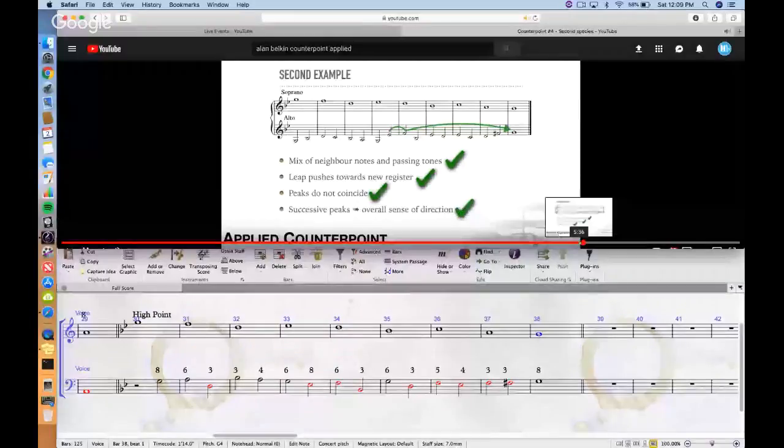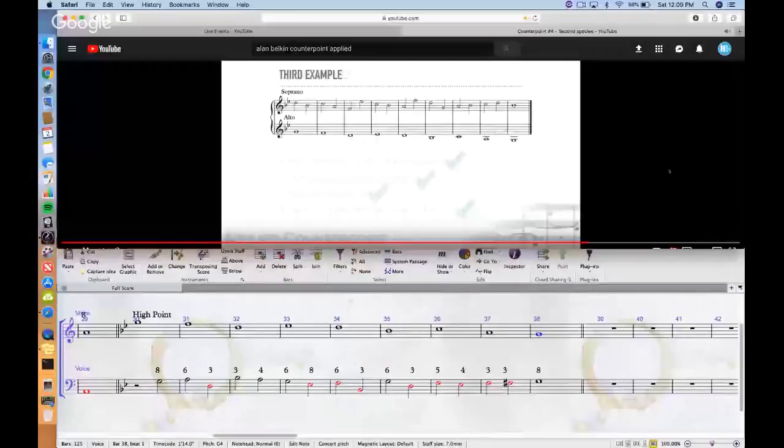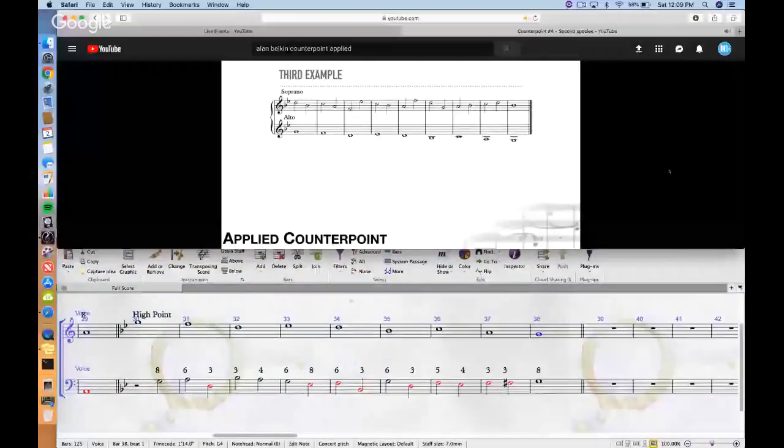Ah, I love these. Parallel fifths, I heard that one. That one felt weird. That felt weird.